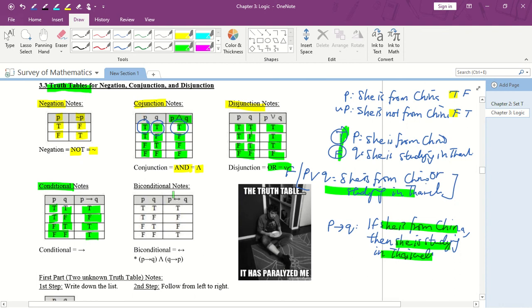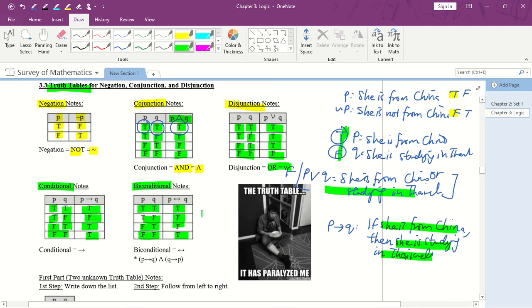And the last one here, biconditional. If both of them are true, it is true. If both of them are false, it is true. However, if one of them is false, then it will be false. Yeah, it's kind of similar to the earlier situation.